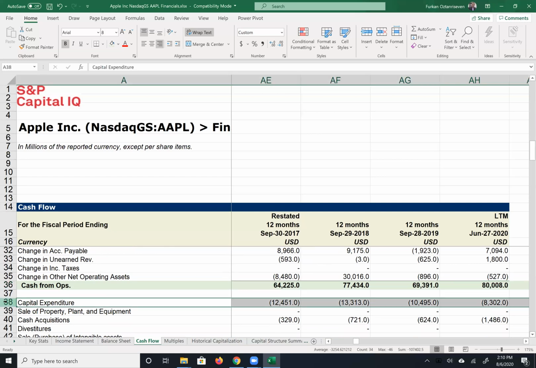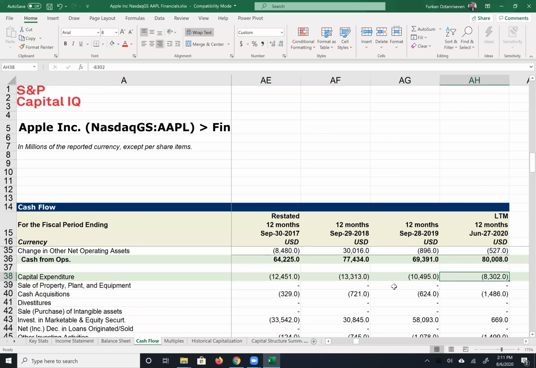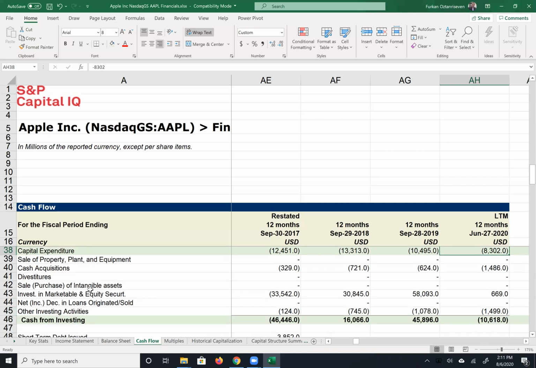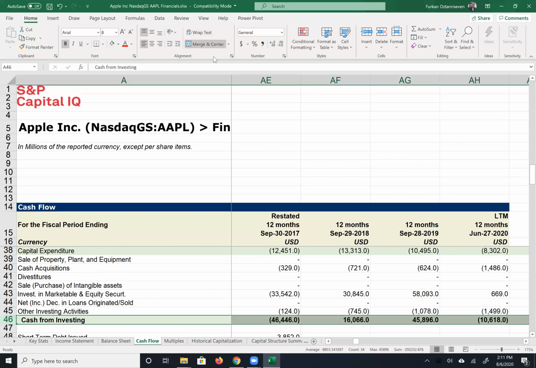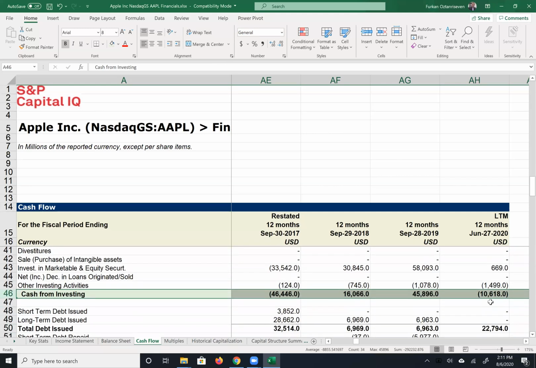However, the company has to spend on capital expenditures. Looks like in the last 12 months, Apple spent $8.3 billion. And we can see that there are some cash acquisitions here. There is sale or purchase of intangible assets, and I'm not going to go into details again, but you can see that the company literally spent $10.6 billion, most of which comes from capital expenditures, cash from investing. So $80 billion from operations, and now minus $10 billion, it's like $70 billion or so left over.